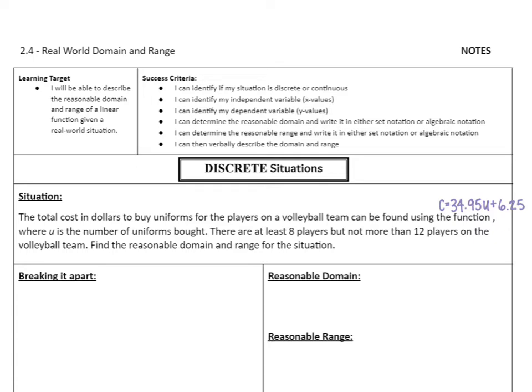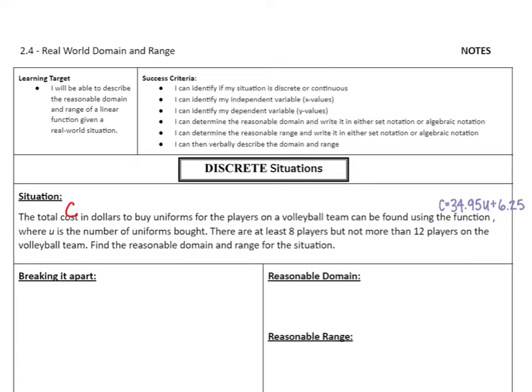In this situation, it tells us that U is the number of uniforms bought, and we're having somewhere between 8 and 12 players. Now, we are assuming that each player only needs one jersey, so we're going to need anywhere from 8 to 12 jerseys or uniforms bought. C is the total cost. So I'm going to go ahead and make a note of that here. The total cost, C, so C equals 34.95U plus 625, tells us that each uniform is $34.95 plus some kind of base fee of $6.25.